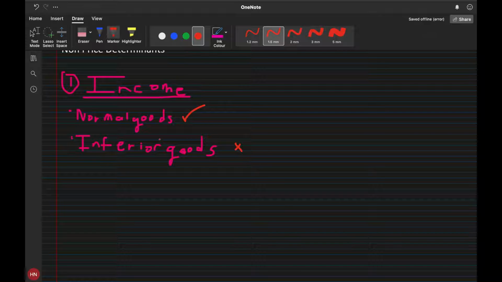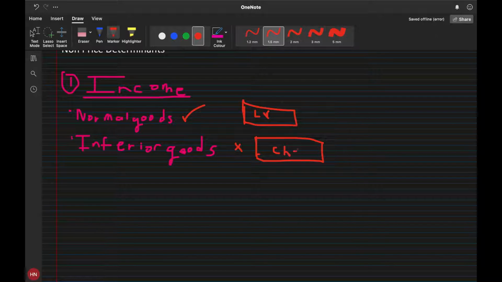So let's take an example of, let's say, a Louis Vuitton bag, right? So this is a Louis Vuitton bag, and this is basically a very cheap bag. As your income goes up, you will start demanding less of the cheap bag and more of the Louis Vuitton bag. And so that means that this cheap bag is actually an inferior good for you. As your income goes up, your demand for the bag actually goes down.